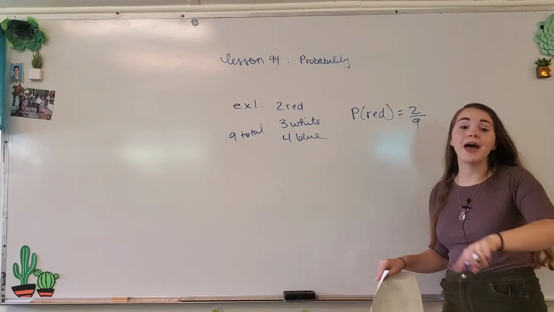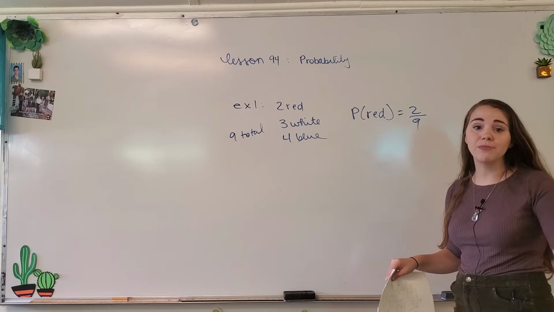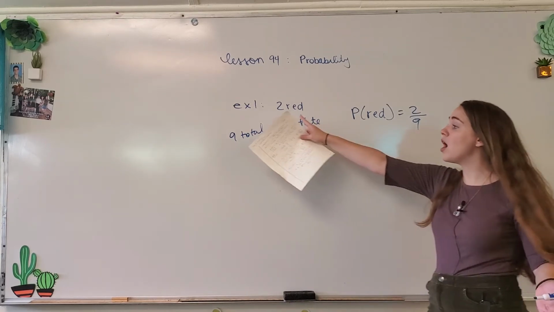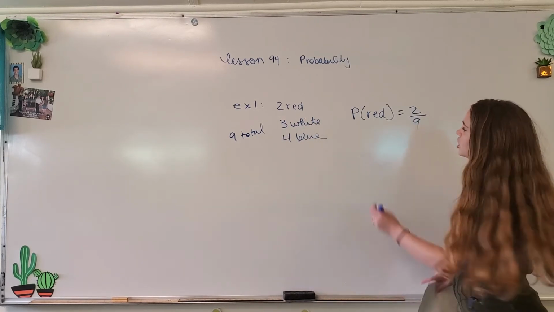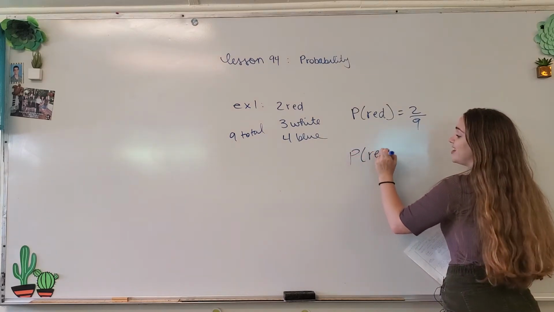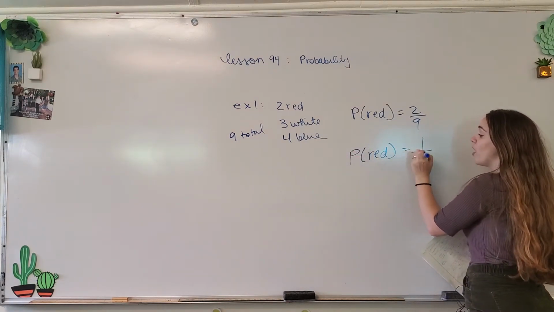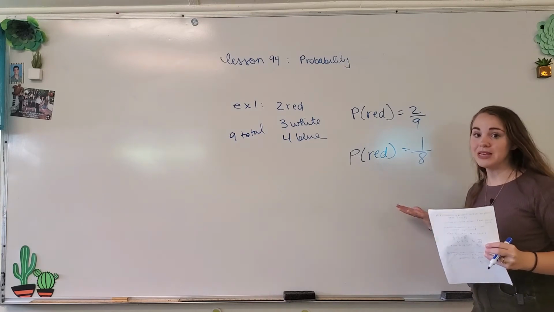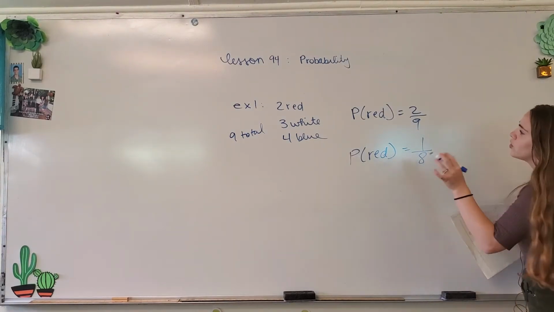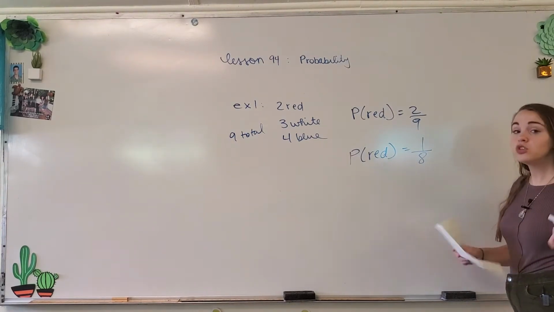Now that red marble is gone. It's no longer in the bag. So how many red marbles are in the bag now? Only 1, and there's only 8 total. So the probability of choosing red again is only 1 out of 8 because there's 1 red missing. So in order to find the probability of doing both, you just multiply them.